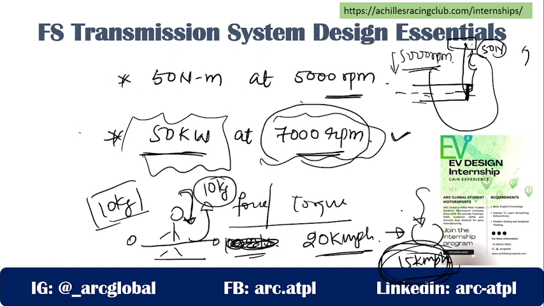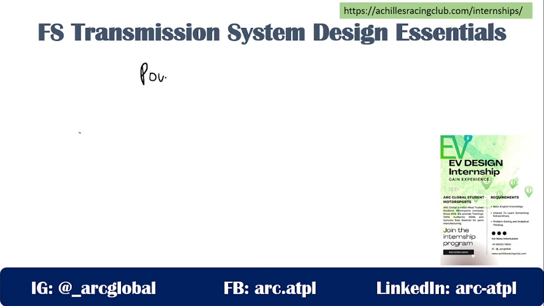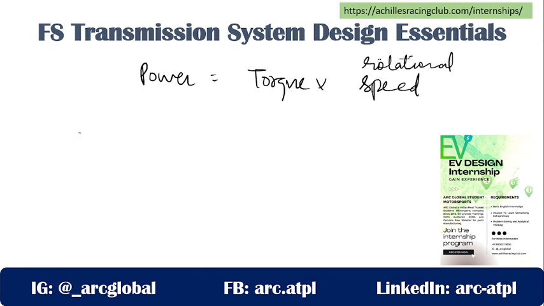Okay, this speed that you are finding out here has got a relevance with the power. This load that you are carrying here has got a relevance with the torque. So you can say that power is the product of torque and rotational speed. Okay, this is what we will be finding out.